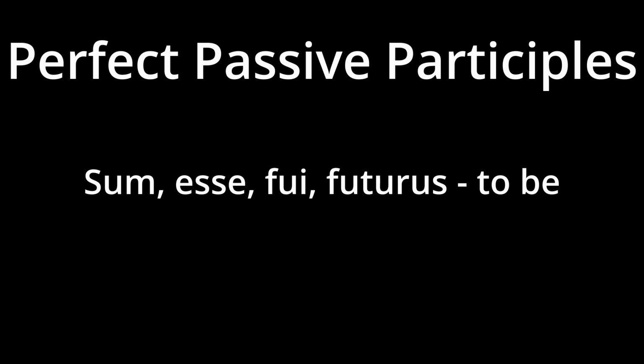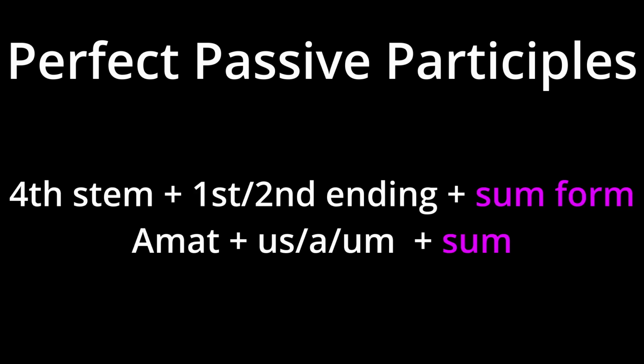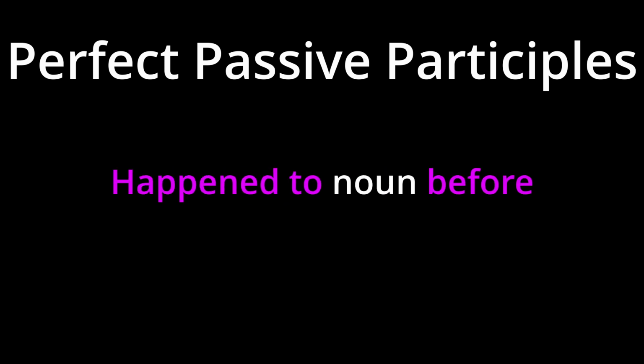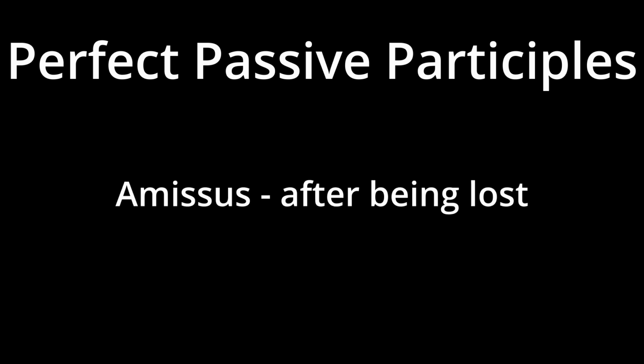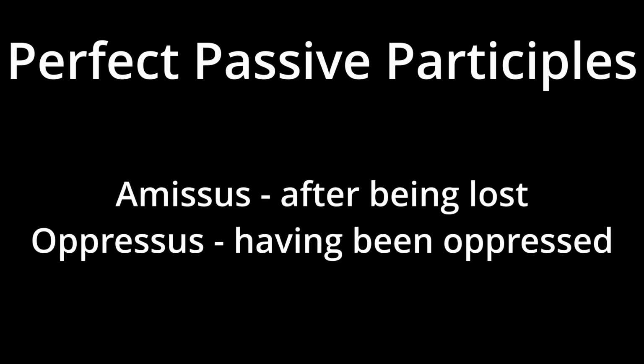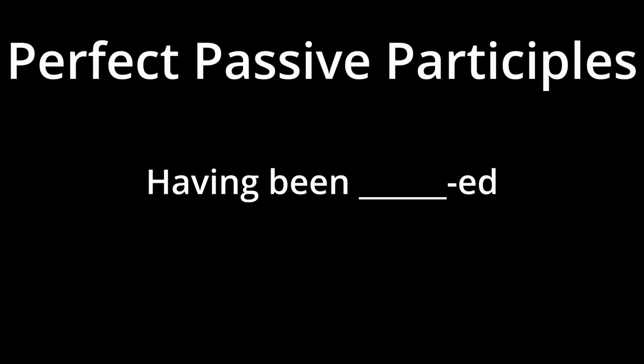However, oftentimes a form of the word sum, esse, or to be, comes right after the participle. Not always, but sometimes. Latin authors like to omit the form of esse a lot, so keep an eye out mainly for the main form, rather than est. As the name implies, these describe what happened to the noun before the main action of the sentence. So, amisus is after being lost, or opressos is having been oppressed. Having been blanked is the most literal translation of the perfect passive participle, but there's usually a more natural way to translate it, so feel out what feels best in the context of the passage.